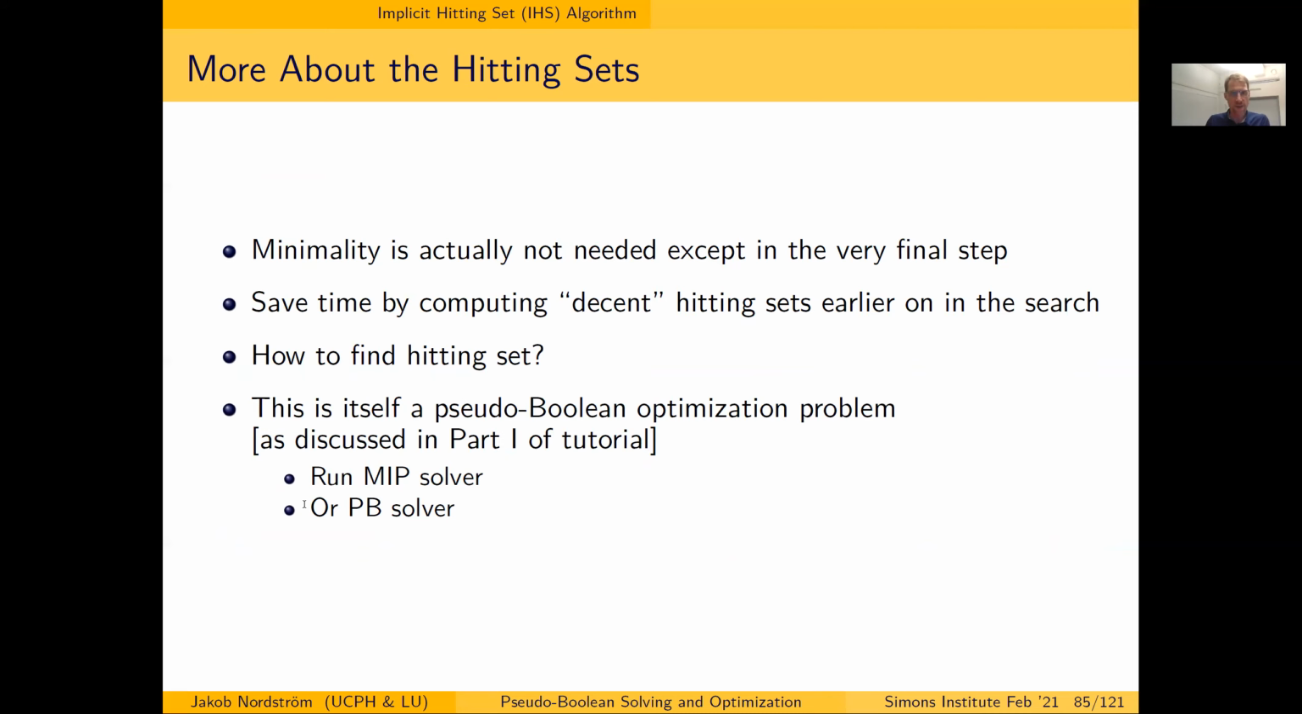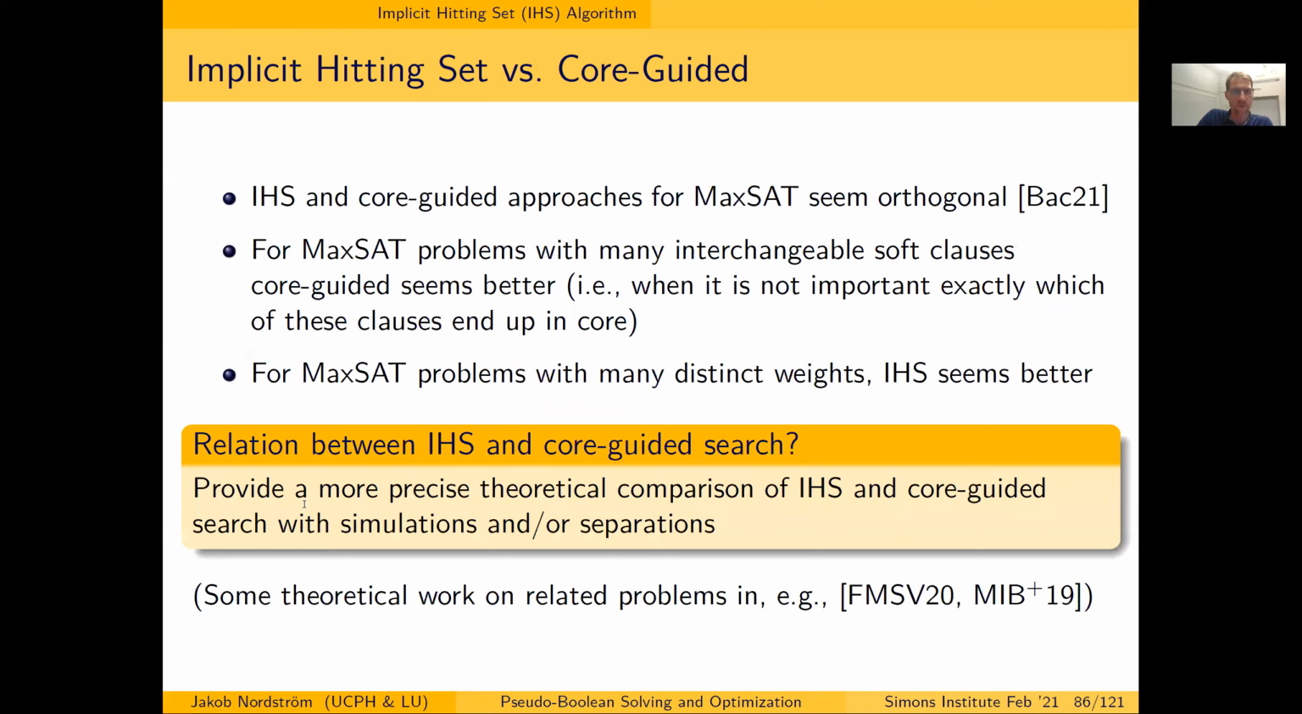So a natural question is, yeah, but where do we find the hitting sets? It's not so hard to see that this minimum weight hitting set is in fact another pseudo-Boolean optimization problem. We even discussed this in the preliminaries part of the tutorial. So you could imagine running your solver on this subproblem and taking that solution. Or, what is done in practice is usually you run a MIP solver and you take the solution from the MIP solver.